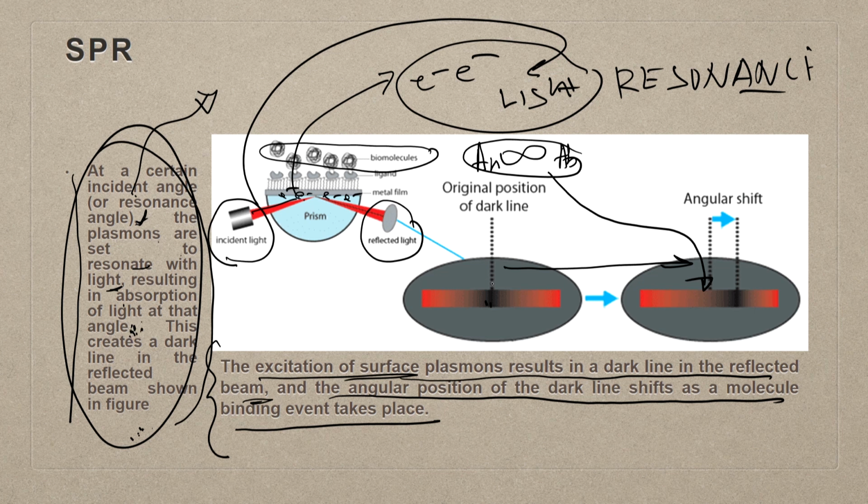And because of the absorption of light, it generates a shadow, and you see a dark line. This creates a dark line in the reflected beam shown in the figure. So, as long as this particular part is clear to you, everything about SPR will be clear to you. Now, there's a shift in this dark line when binding happens on the surface, because this alters the resonance between these free electrons and the light which is falling there. And this shift is what you are measuring or quantifying.